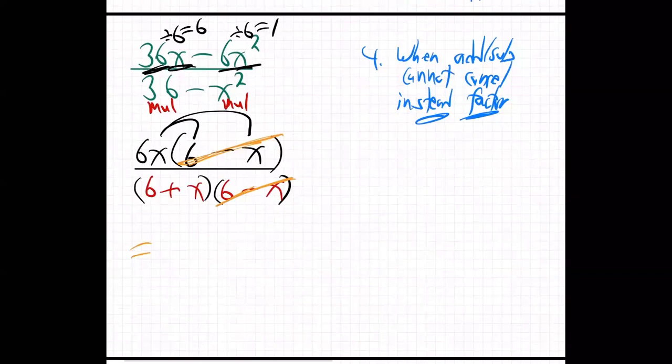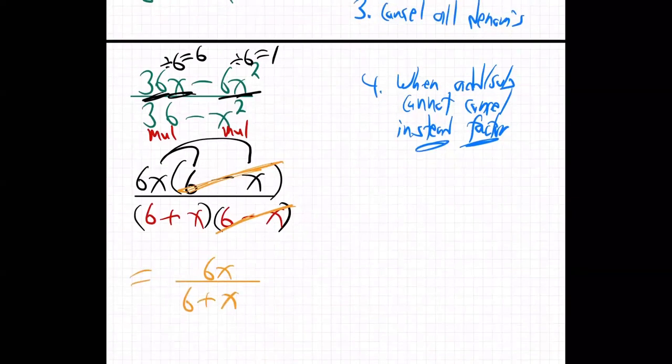So we're finally there. What are we left with? We have 6x on the top, 6 plus x on the bottom. We're done right there. We can't cancel, right? Why can't we cancel those 6's and those x's? Because of the plus, right? When there's adding, subtracting, you cannot cancel. And so we're just done right there. That's the final answer. We can't cancel anything else out. That's just it right there.